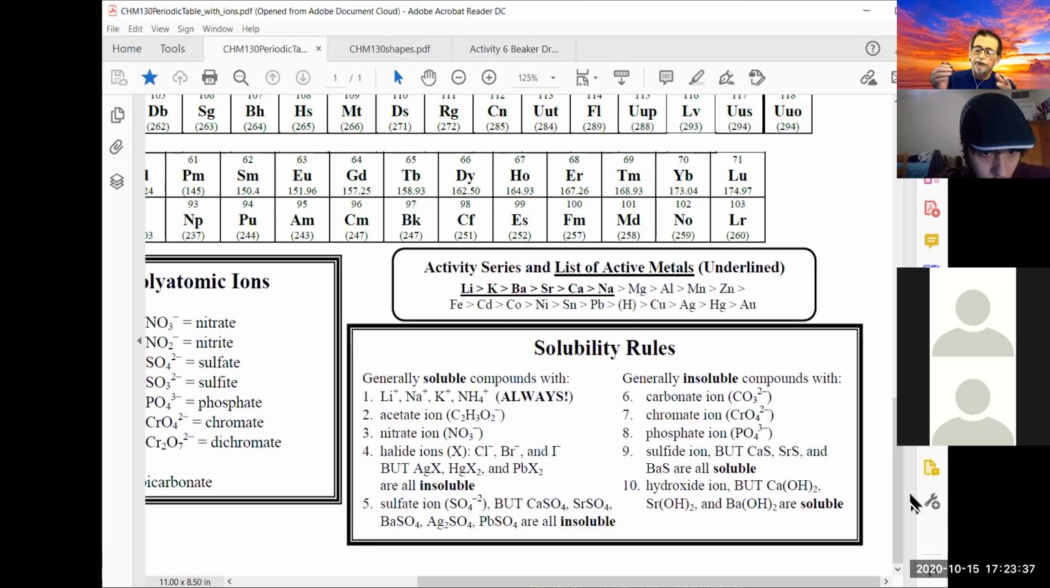And if any of the new products are insoluble because they're in the insoluble column of the solubility rules, then we have a reaction. If both of the new products are soluble, no reaction. So to determine whether a double replacement reaction proceeds, we rely on the solubility rules. And for a single replacement reaction, we rely on the activity series to determine whether a reaction proceeded or not.